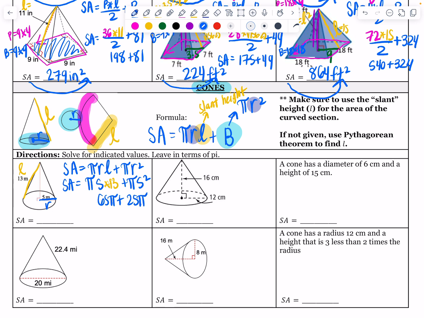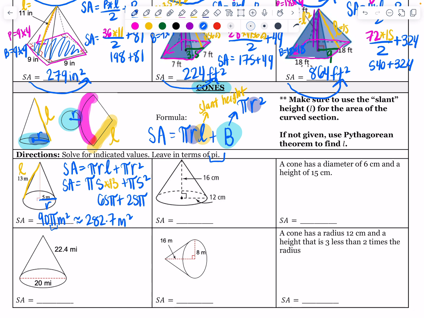It says to leave them in terms of pi, meaning there's going to be a pi in our answer. So when you do 65 plus 25, you get a total of 90 pi. That's going to be meters squared. If you wanted to round that to the nearest tenth, you'll just type in 90 times pi. So this is about 282.7, okay, meters squared of space. So there's in terms of pi, and then there's rounded.